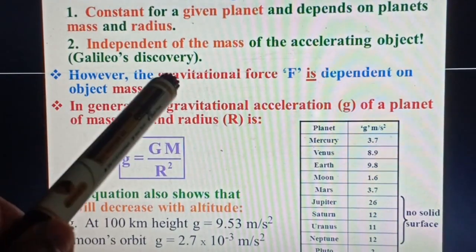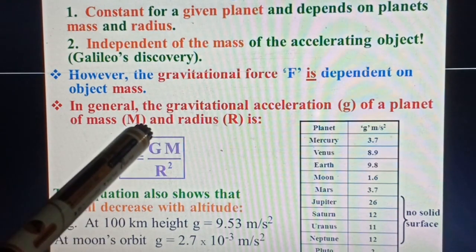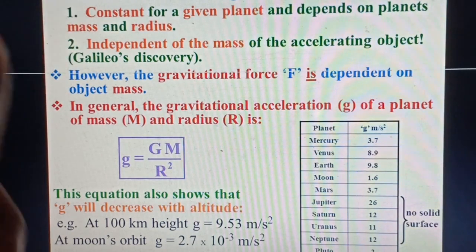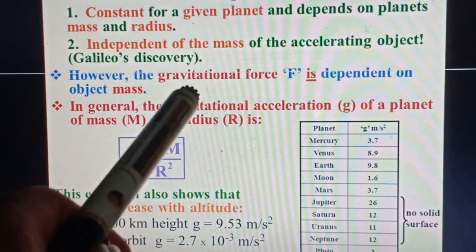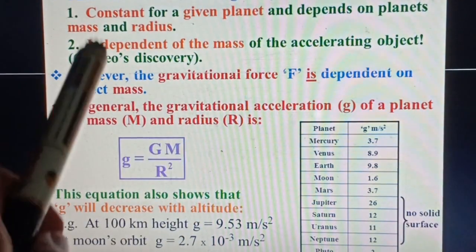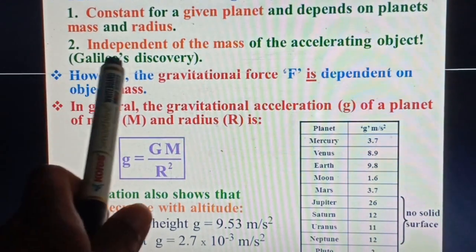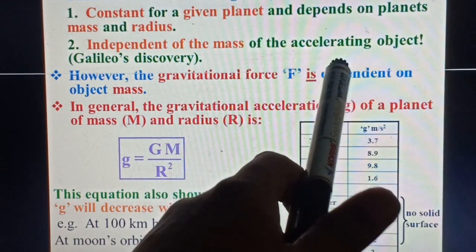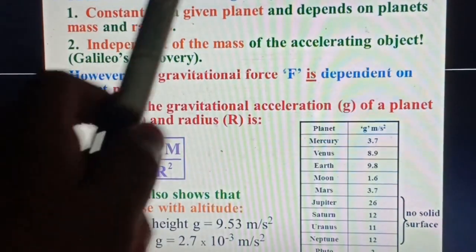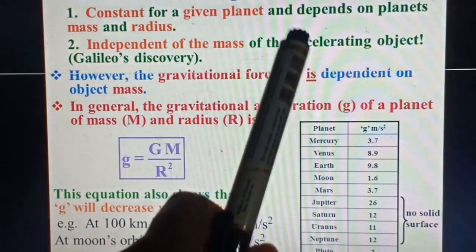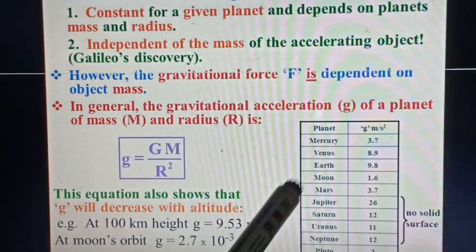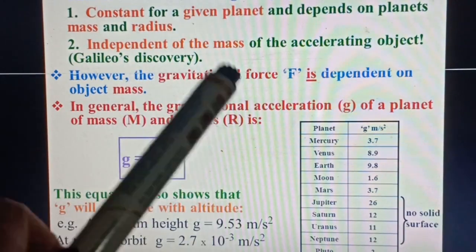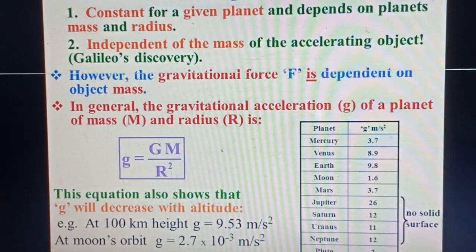So what is the acceleration due to gravity? Acceleration due to gravity is the acceleration produced only when the force of gravity is acting on the object. See, it is also independent of the mass of the accelerating object. The object which is getting accelerated, this g doesn't depend on the mass of that. It depends entirely on the mass of the planet and the radius of the planet on which the phenomenon is going on.